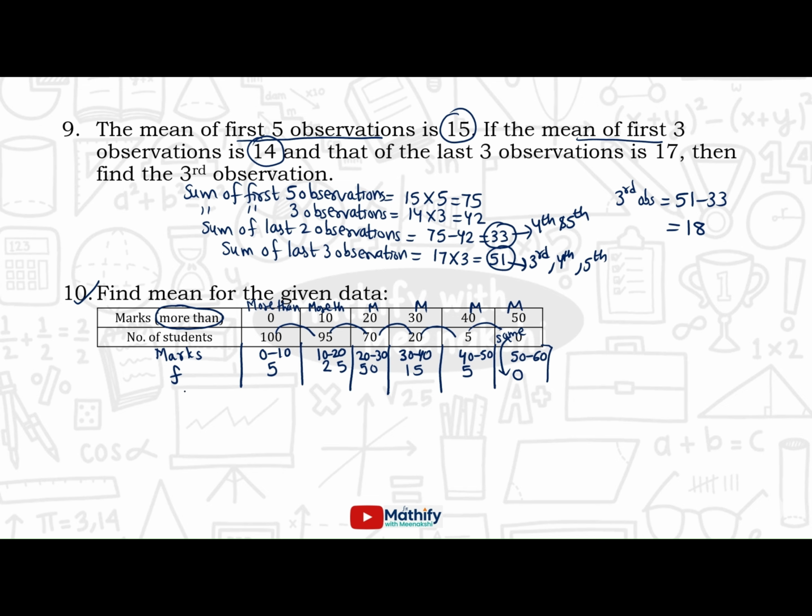Now what will you do? You will find the mean. For the mean, first we have to find xi. So we'll take the middle value of the class interval. That means we will find the class mark.